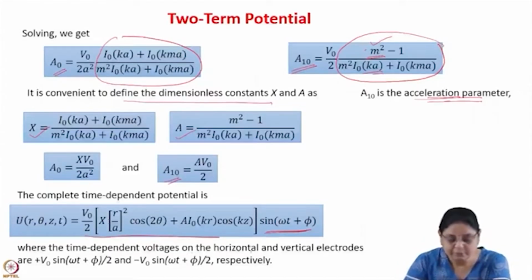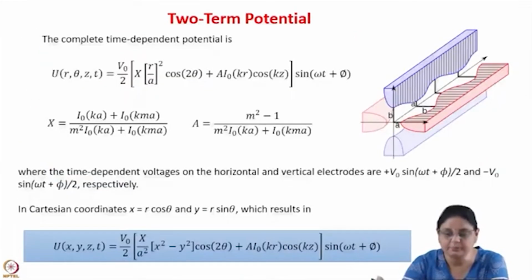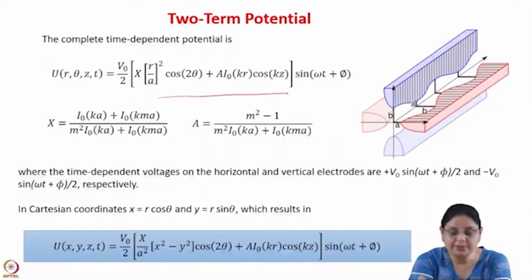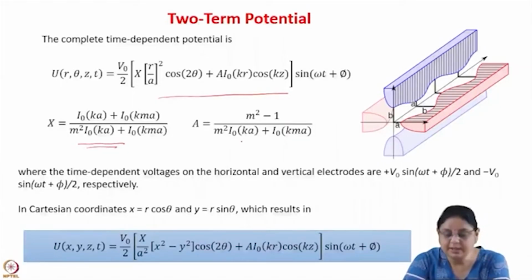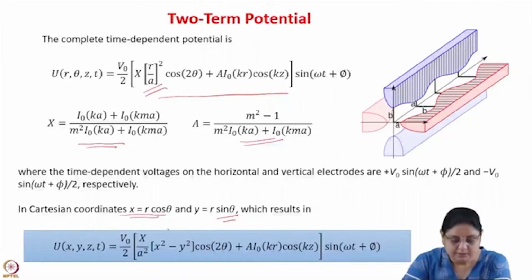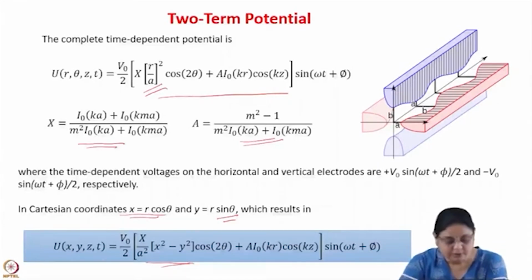Here the time dependent voltages on the horizontal and vertical electrodes are V0 sin omega t plus phi by 2 and minus V0 sin omega t plus phi by 2 respectively. So this is the complete time dependent potential, where X is the focusing parameter and A is the acceleration parameter. In Cartesian coordinates, x can be written as r cos theta and y is r sin theta. If you substitute x and y in place of r, we get this expression in terms of Cartesian coordinates.